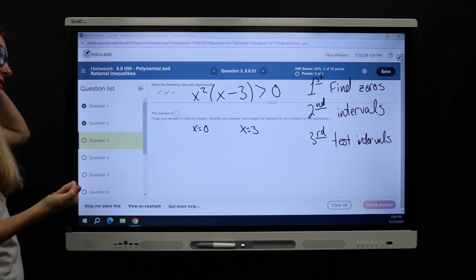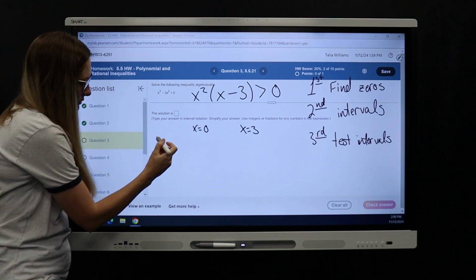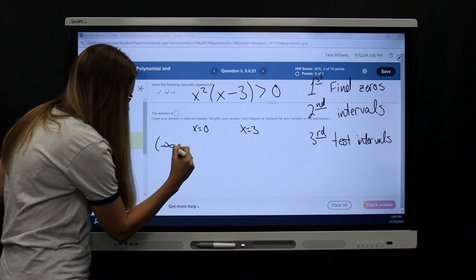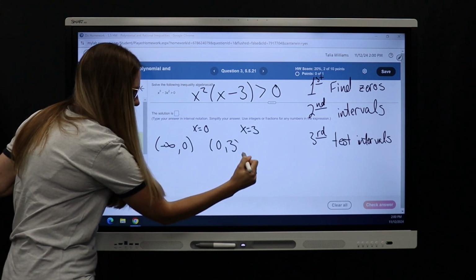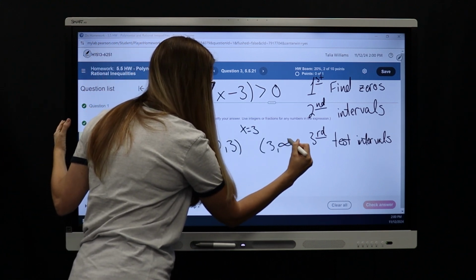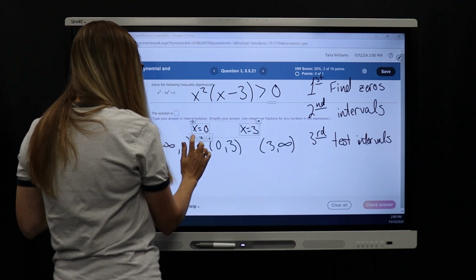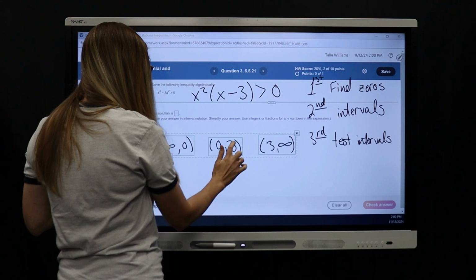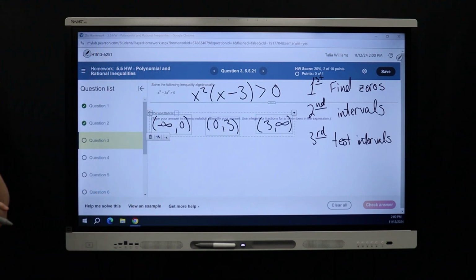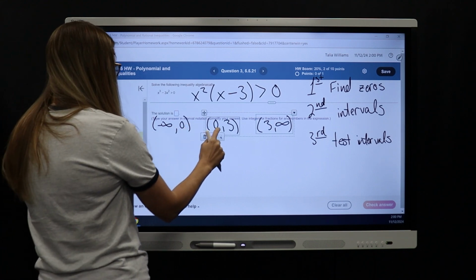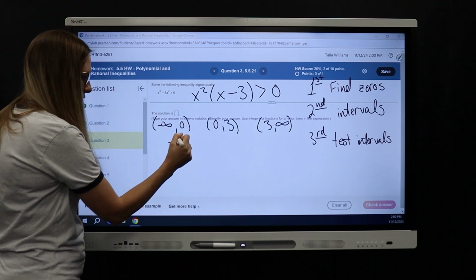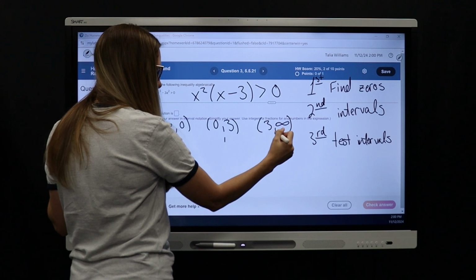Once you have your zeros, you set your intervals. So my intervals, you start from negative infinity, and then our smaller one is 0. Then 0 to 3. And then 3 to infinity. Then we pick our test numbers for those. So numbers that are in the interval that are not on the end of it, because the numbers on the end are zeros and will give us 0. So I want to use -1 here, +1, and let's do 5.